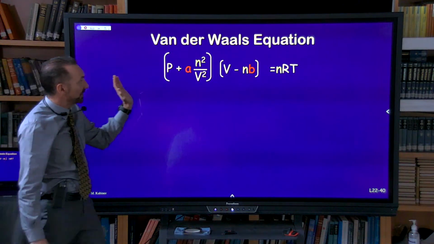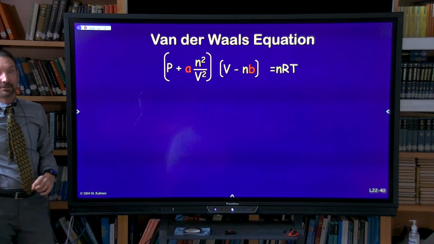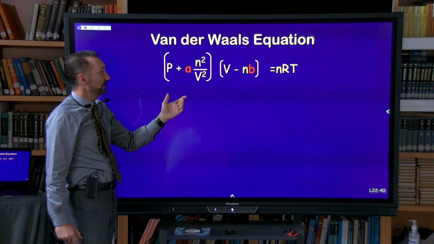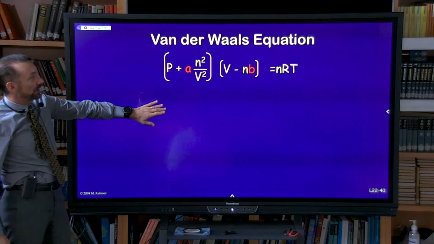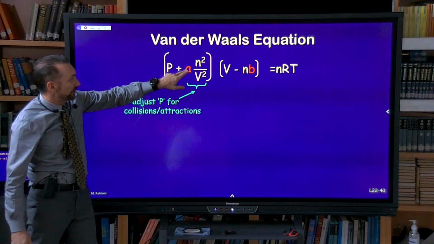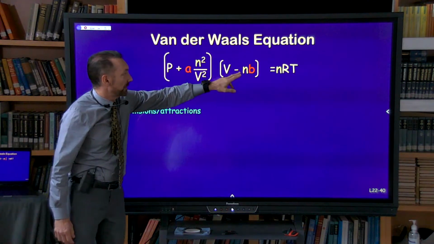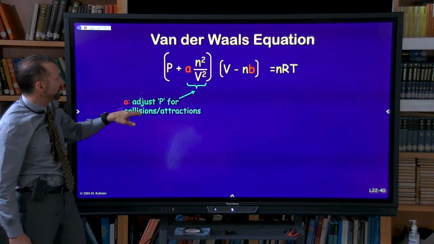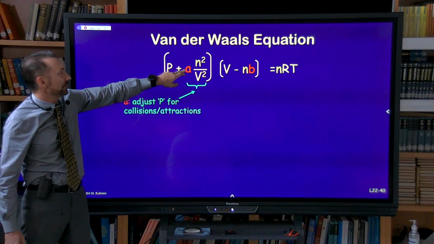So we can modify the ideal gas law to account for this behavior. And we modify it. This is called the van der Waals equation. So the ideal gas law modified to account for real behavior. So there are two terms here. There's a term here. The number of particles are there. A is a factor that adjusts the pressure. It makes the pressure change.